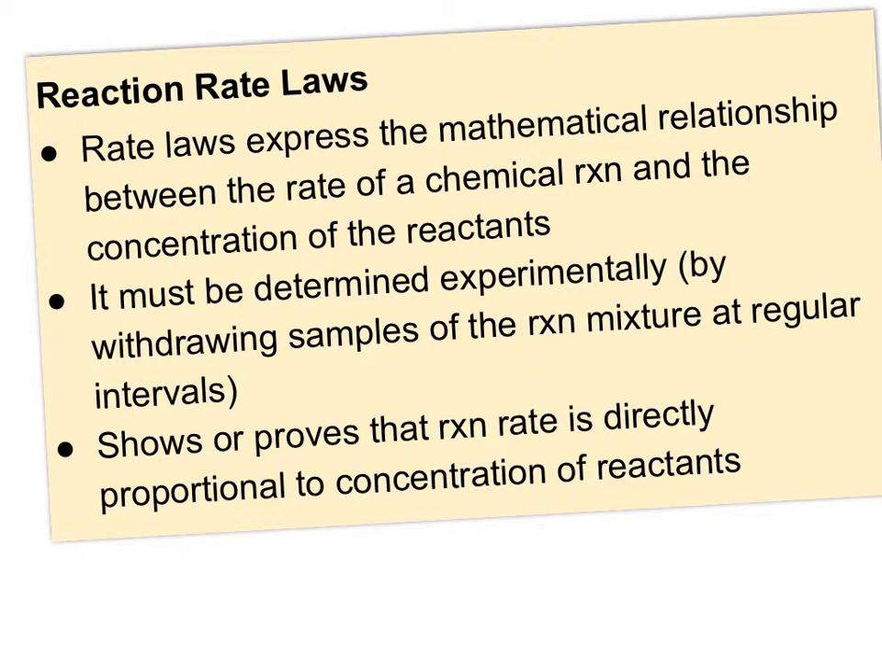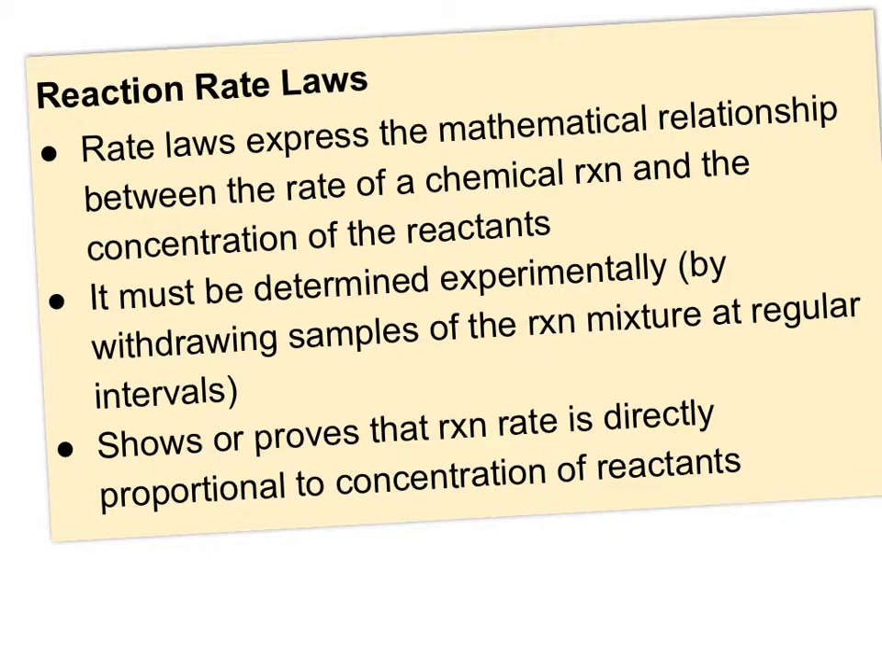So rate laws express the mathematical relationship between the rate of the chemical reaction and the concentration of the reactants. Okay, so if the rate and the reactants have a 1-to-1, if the concentration goes down by half and the rate decreases by half, we would say that's a 1-to-1 relationship. So we're going to look at these mathematical relationships, and they have to be determined experimentally.